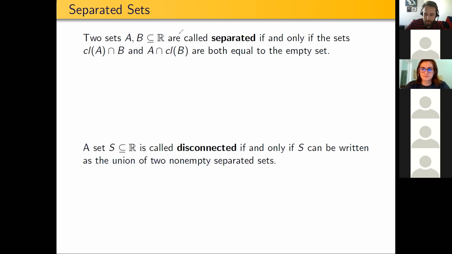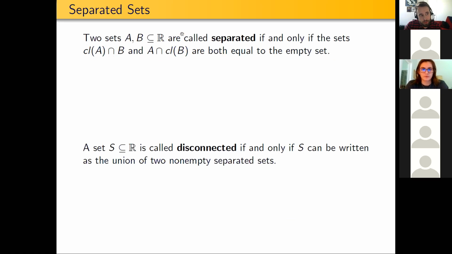So we are going to describe two sets in the real numbers. A and B in the real numbers are called separated sets if and only if the following holds true. The closure of A intersect B, where the closure of A was A union the accumulation points of A. So closure of A intersect B and A intersect the closure of B are both equal to the empty set.